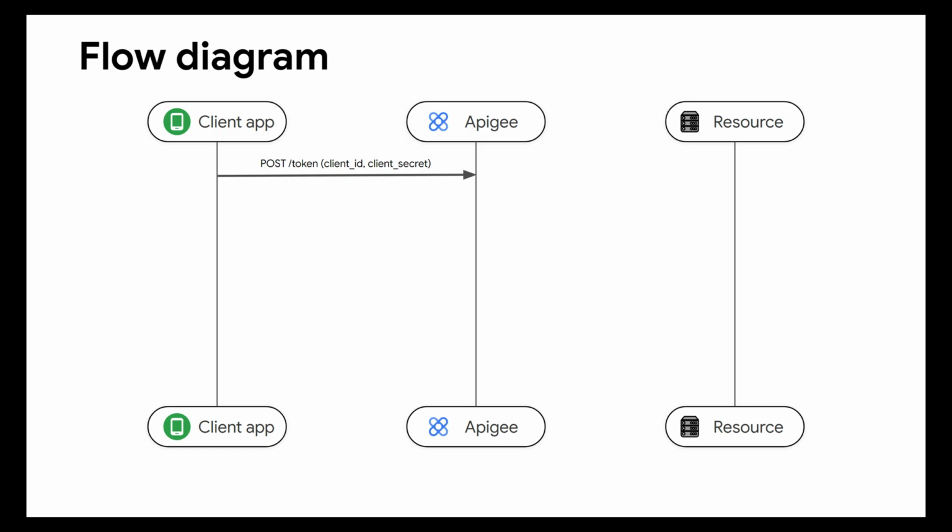Now let's walk through the flow. The client app requests an access token. To receive an access token, the client posts an API call to Apigee with the values for client ID and client secret obtained from a registered developer app.